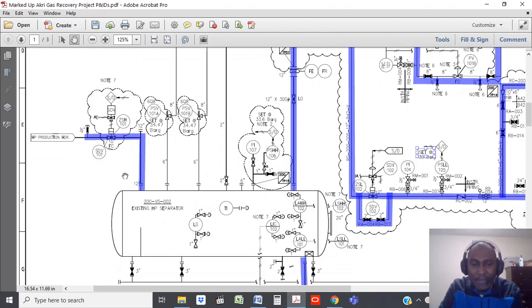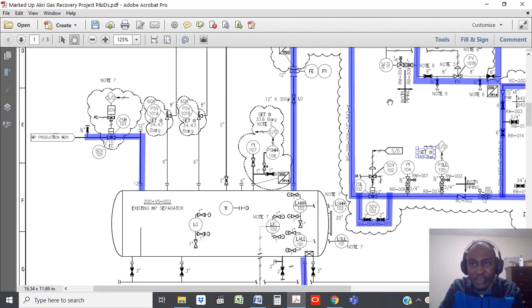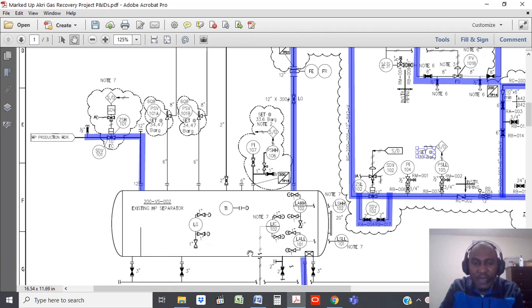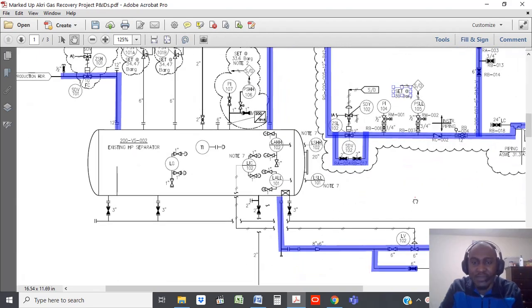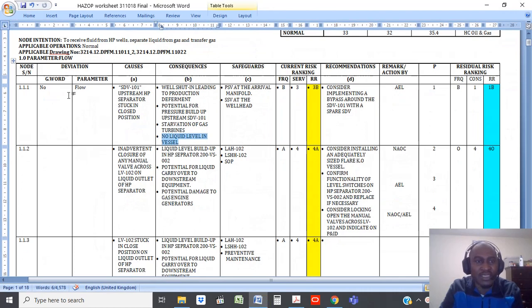Now, when this happens, some of the gas that's flowing in here is supposed to be used to run the gas turbines, and that doesn't happen. So you have a starvation of the gas turbines, and then also you have no liquid level in the vessel, meaning there's supposed to be a minimum level of liquid in the vessel. You wouldn't have that, and automatically that could lead to a gas blowby. So all those have been captured as consequences of the deviation.